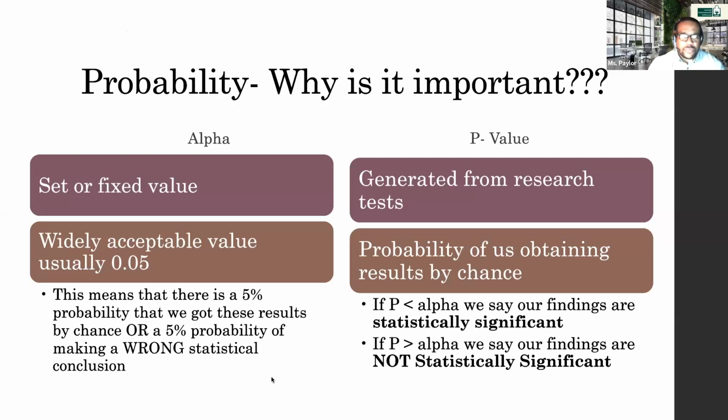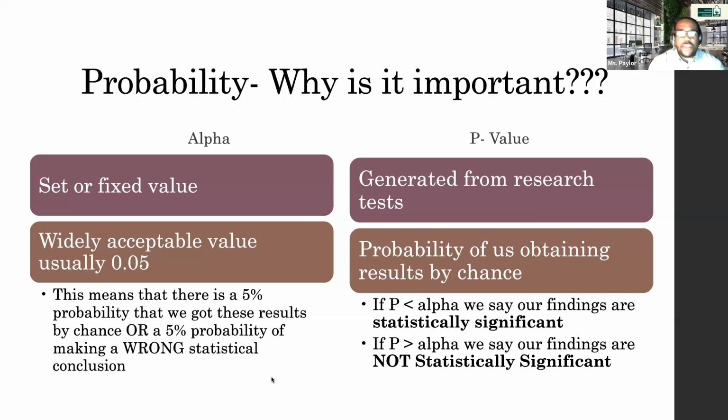Why is it important? We have two separate categories or two different ways of looking at the probability that you will always see. We have one on the left-hand side, I have alpha. Alpha is typically always a set or fixed value. The gold standard, and what is often understood unless it's expressed in a particular research article or if you decide to do something different, is setting your alpha at 0.05. Why is 0.05 important? If you multiply that by 100 to get your percentage, you get 5%.